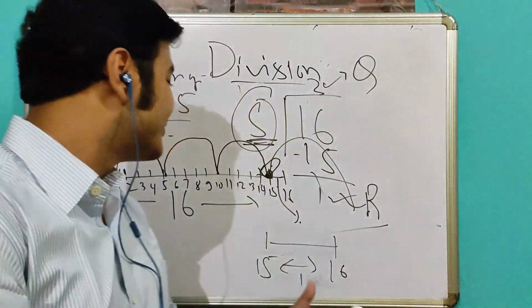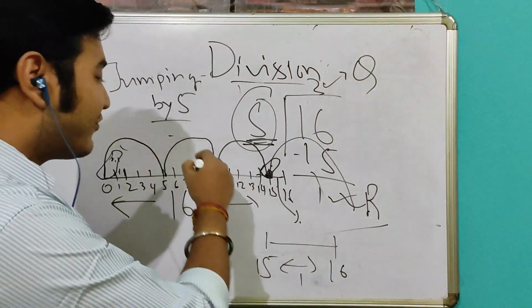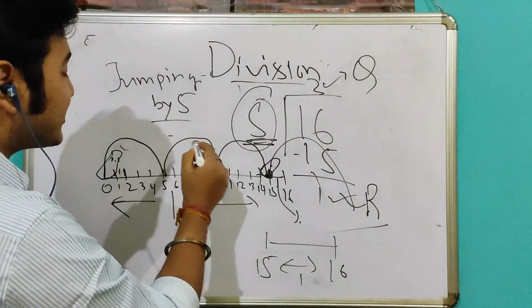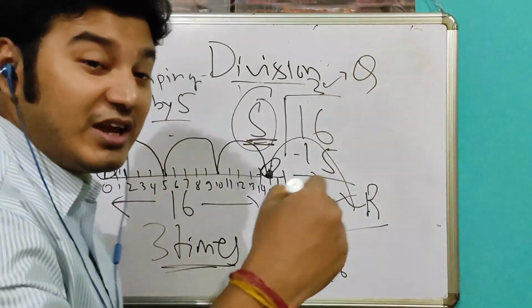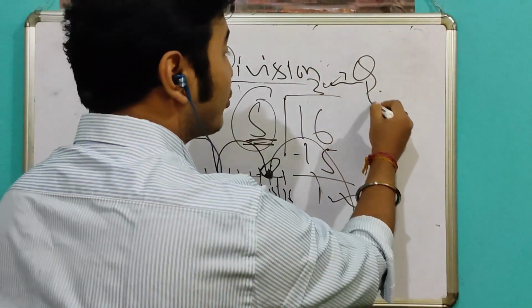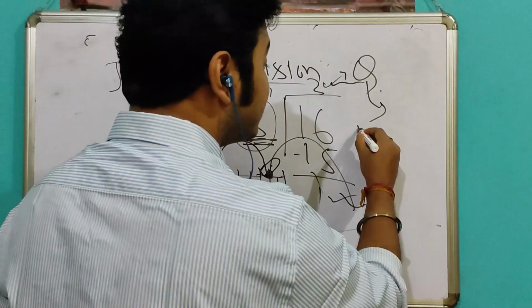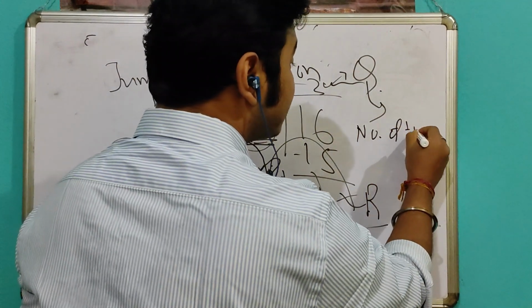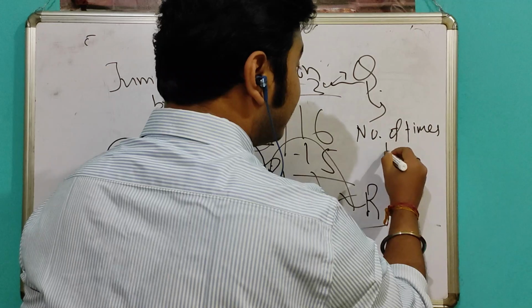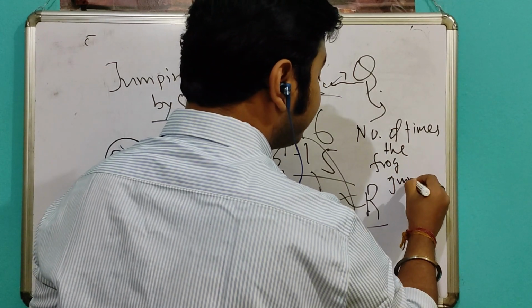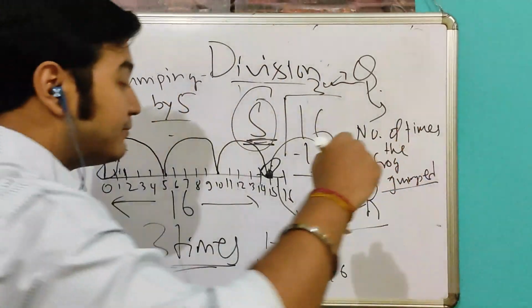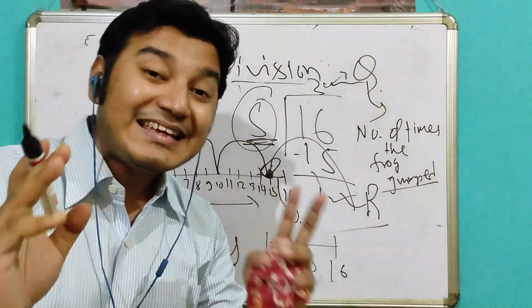So here you look, the frog was jumping. The frog has jumped 3 times, and this becomes our quotient. So what does it mean? Quotient means the number of times the frog jumped. Okay, the number of times the frog jumped, it is the quotient.